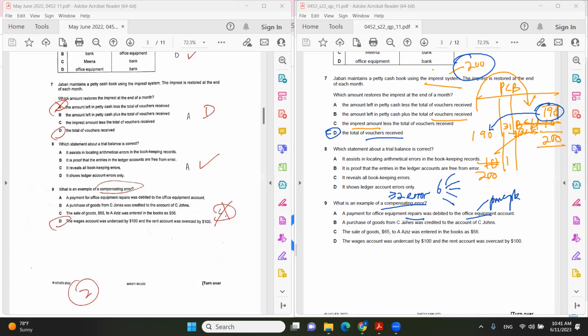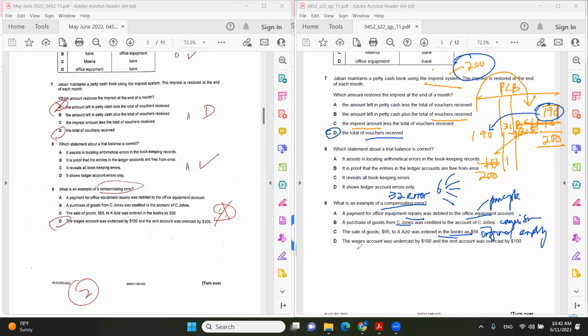A purchase of goods from C. John has been credited to C. John. So this one is a supplier, both different suppliers, but under the same class. So this one we call error of commission. Okay, the sale of goods 65 to AZ was entered in the book as this one. When you enter the book, it means this is the first recording. First recording already made a mistake, we call original entry.